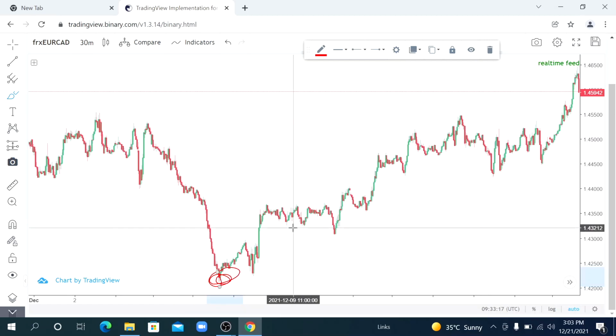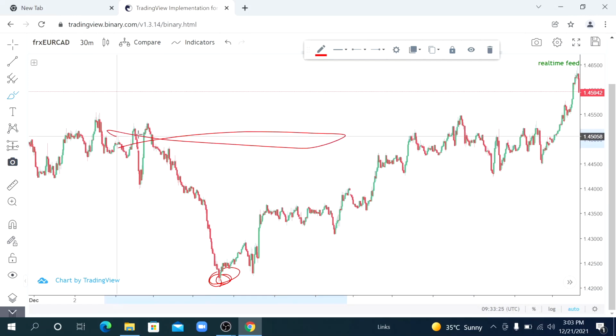Price gets here and bounces back. Let's say you take a buy at this point. Where should your take profit be? Take profit should be even before this swing high. Your take profit should be somewhere like here. Are you seeing, even before price gets to the top here, how price was reacting here?